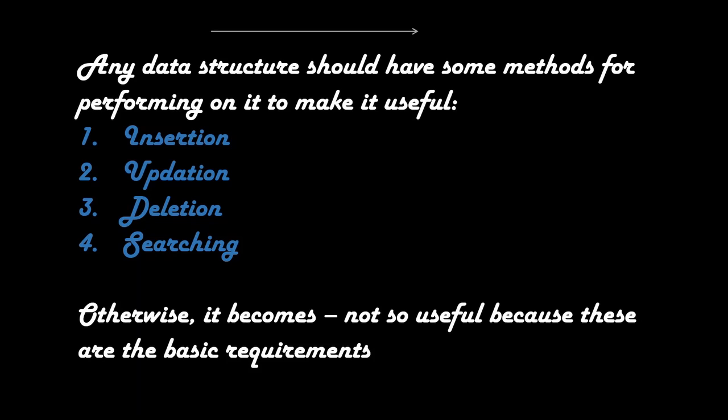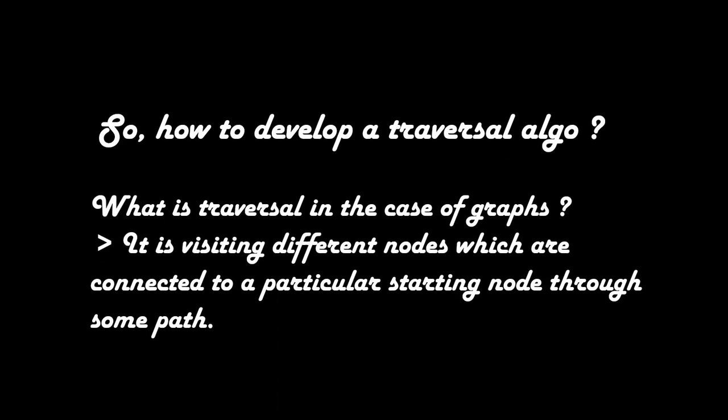We follow the same procedure for graph data structures. We first represented those, and now we are talking about traversing those. And if you traverse, updation and deletion come as a byproduct. The data structure would become useless if we didn't have these methods. So that was the information interrupt, and now we talk about how to develop a traversal algorithm.